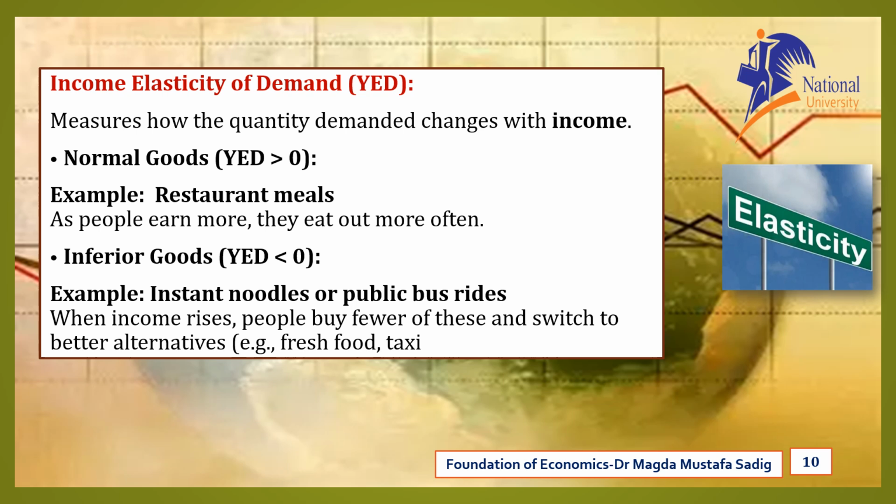So income elasticity of demand tells us how people's buying habits change when their income goes up or down. And we calculate it by dividing the percentage change in quantity demanded by the percentage change in income.